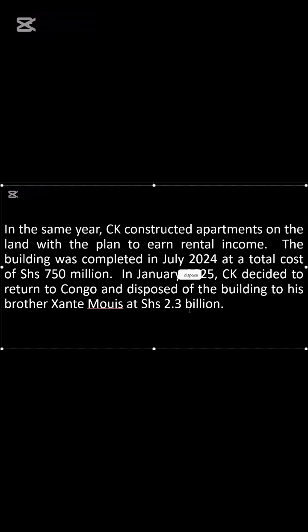So now this scenario is giving us transactions that happened in the hands of Kaketo. They are telling us that Kaketo was a Congolese. He came to Uganda and bought land and later had to think of developing it by building apartments, and they're giving us all the details and the costs that he incurred.